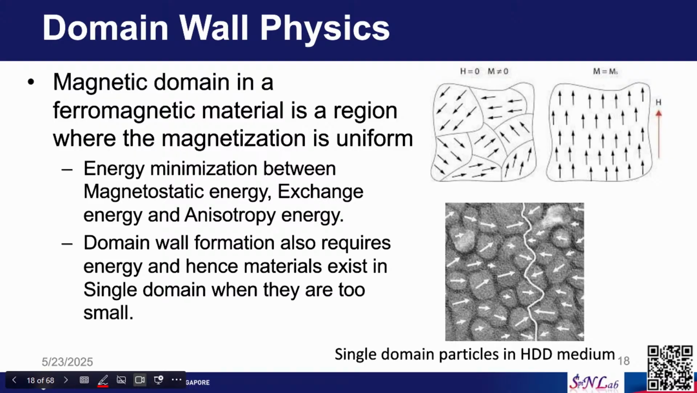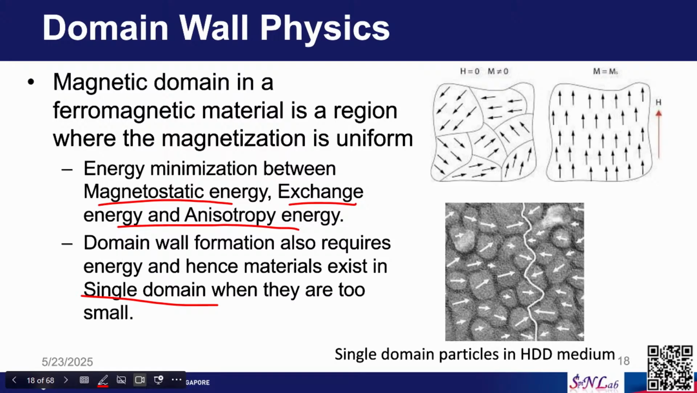So, if the minimized magnetostatic energy is much larger than the exchange energy and anisotropy energy, then the system will form domains. But if the exchange energy and anisotropy energy are larger than the minimized magnetostatic energy, then the system will not form domains, it will be in a single domain state. Okay. So, this is something that we have learnt.